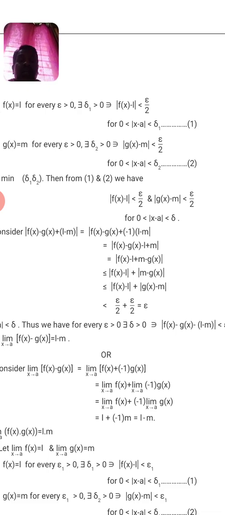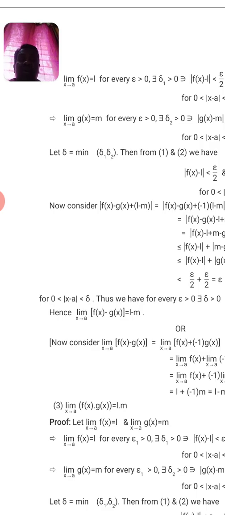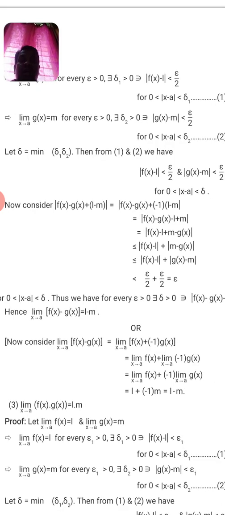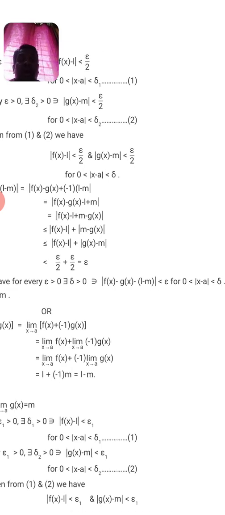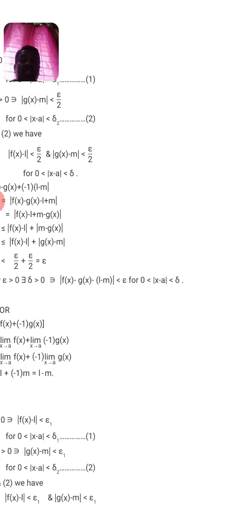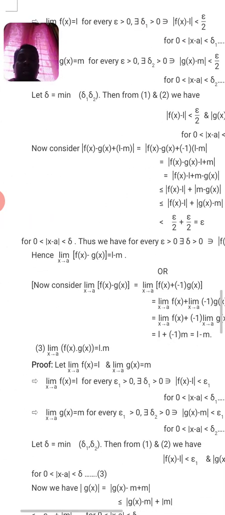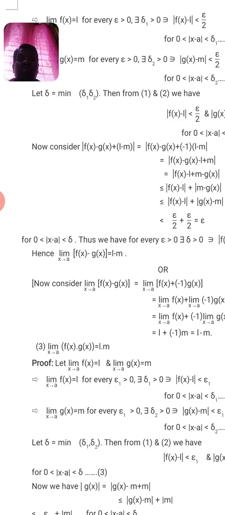Next, which is less than, from equation 1 the first term is epsilon by 2 and from equation 2 the second term is epsilon by 2, that is epsilon by 2 plus epsilon by 2 is equal to epsilon, for 0 less than mod x minus a less than delta. Thus we have for every epsilon greater than 0, there exists a real number delta greater than 0 such that modulus f of x minus g of x minus of L minus m is less than epsilon for 0 less than mod x minus a less than delta. Hence limit x tends to a of f of x minus g of x is equal to L minus m.